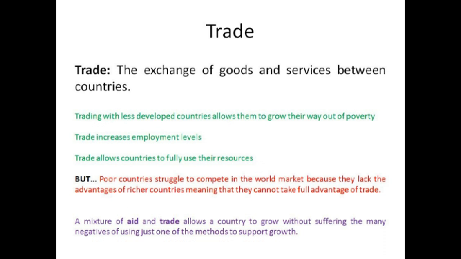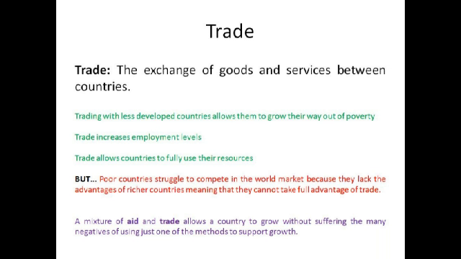Then we have trade, which is the exchange of goods and services between countries. And trading with less developed countries allows them to grow their way out of poverty. And trade also increases employment levels, which leads to a better quality of life. And trade allows countries to fully use their resources, so they're not wasting any resources. Unfortunately, poor countries struggle to compete in the world market because they lack the advantages of rich countries, meaning they can't take the full advantage of trade, because maybe they've got worse communications or transport or stuff. So they don't benefit as much as other countries.